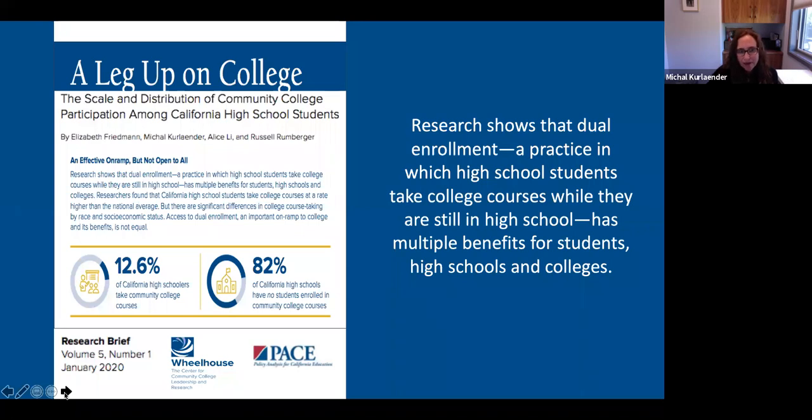Finally, another indicator that we think is important is access to rigorous coursework, whether that be through advanced placement or through dual enrollment opportunities. In a recent report released by PACE and Wheelhouse, the Center for Community College Leadership and Research, also at UC Davis, we look at students' access to dual enrollment courses.